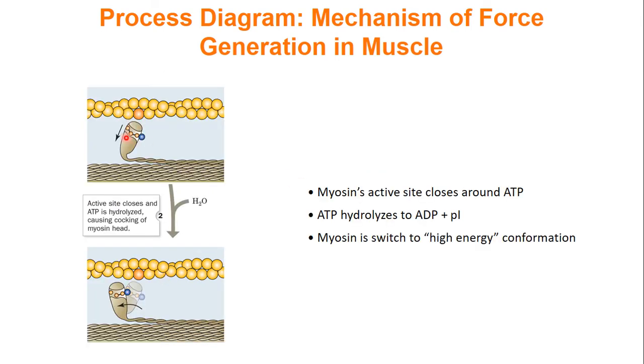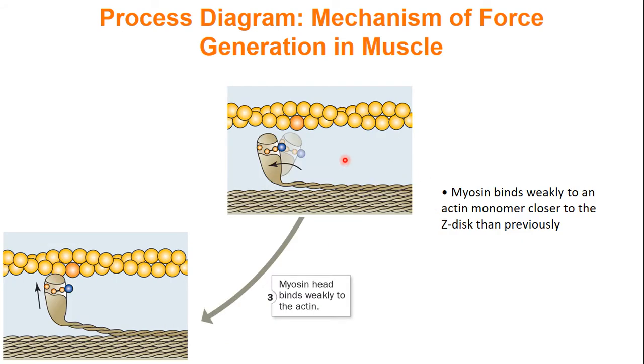Now, when ATP binds, myosin's active site will close around the ATP, and ATP will be hydrolyzed to ADP plus phosphate. And this hydrolyzation causes myosin to switch and actually move forward into its high energy conformation. Now, what happens after this switch is that myosin will now bind actin. It will bind actin again at a new place. So this orange is the original place myosin bound. Now it binds closer to the Z disc, and it will bind weakly to the actin.